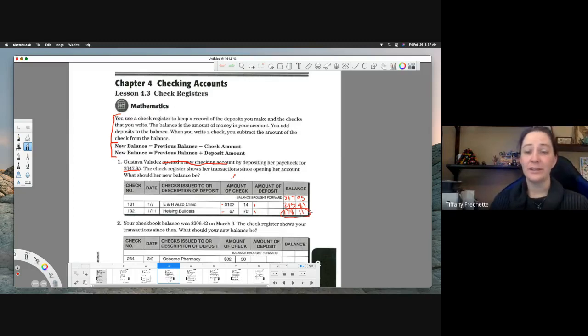This is definitely a big real world topic. We should always be keeping a check registry. Once we have a checking account and we're writing checks and things are going back and forth, we should always know the amount of money that will be in our account. Remember, what's in your account doesn't mean that's what you actually have. If you've written checks, that money is gone. You have to take that into account and not just look at the balance and go, oh, look, I have a lot of money still in my account.